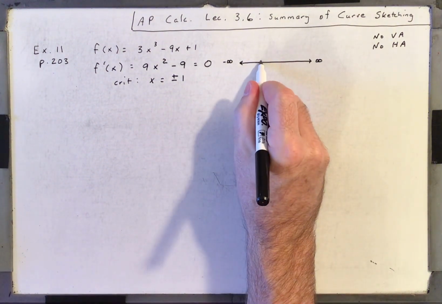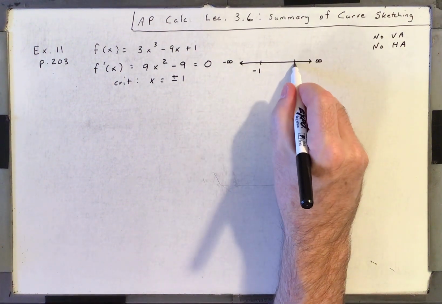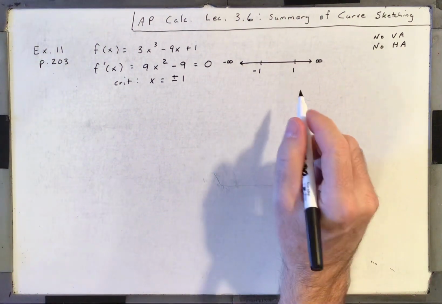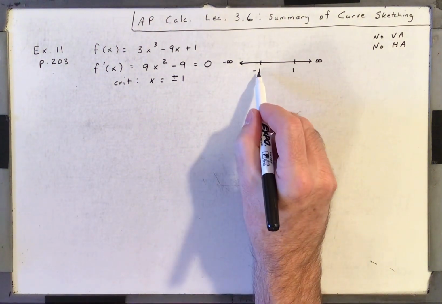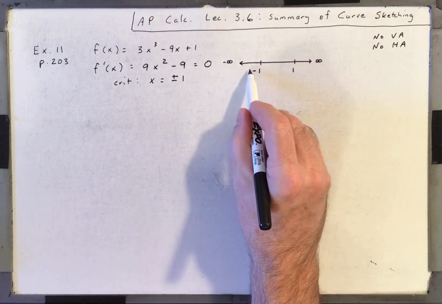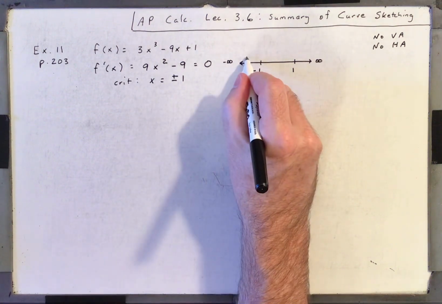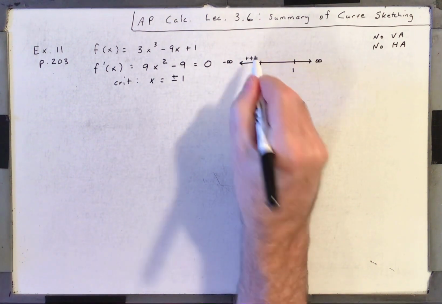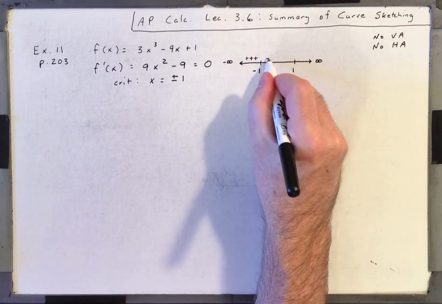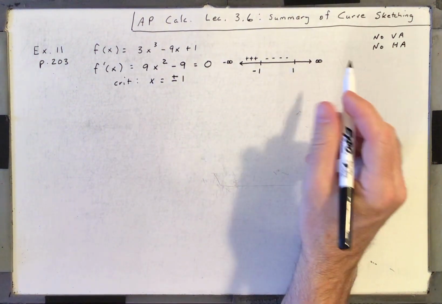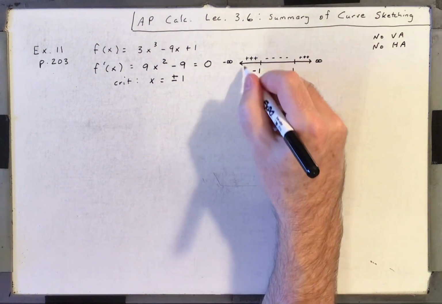And remember, go from left to right, negative, least to most. If you get that backwards, you will mess up the whole problem. Okay, let's take a look at a number that's less than negative 1. I'm going to try negative 10. That'd be 9 times 100 minus 9, so that would be positive. Let's pick 0 for this interval here. That's going to be negative 9, so that's negative. And then greater than 1, the derivative would be positive.